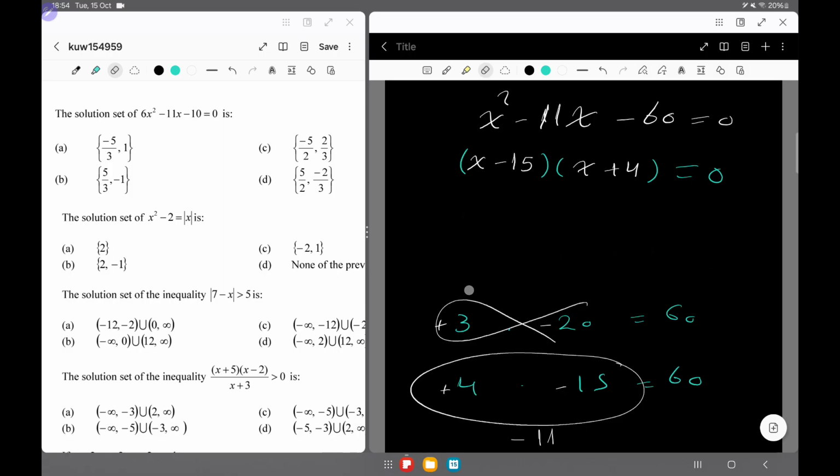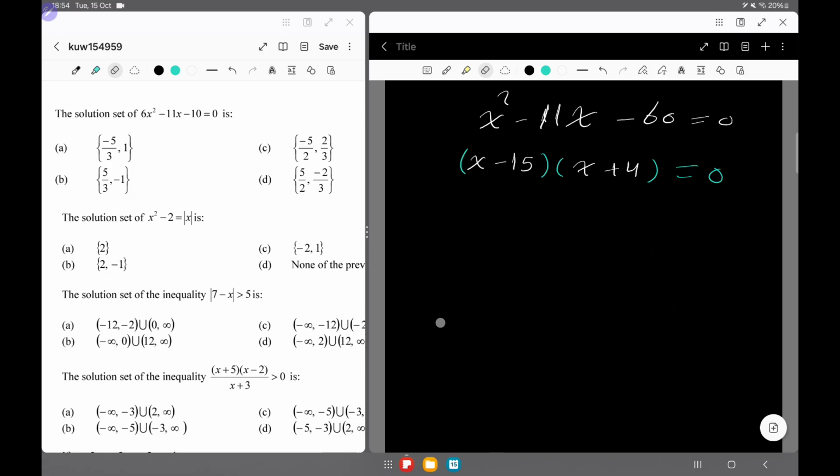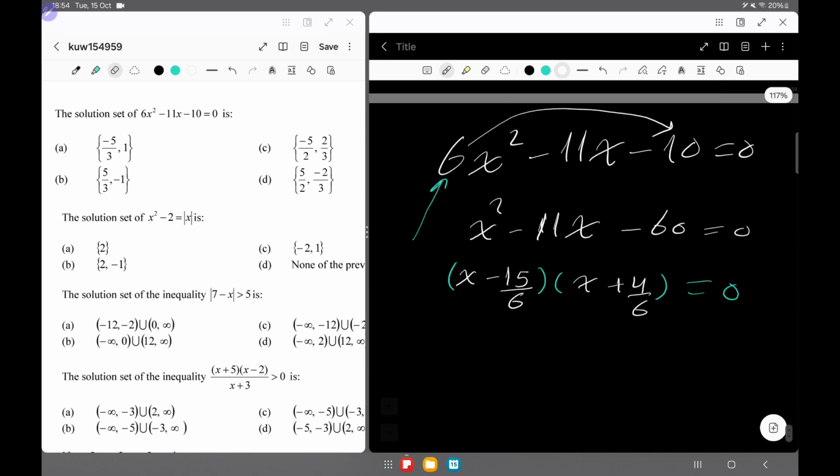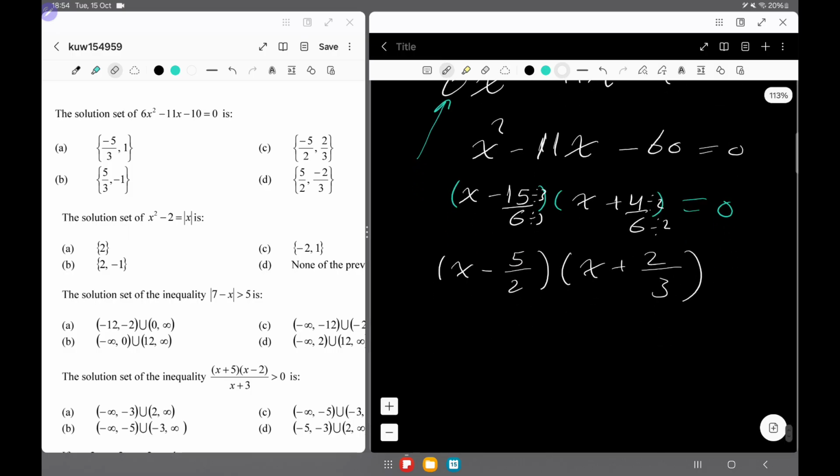So we haven't finished yet, okay? There is one more step. I have to return this number. Where do I have to put this one? Right there. So it will become x minus 5 over 2, x plus 2 over 3, equals 0.